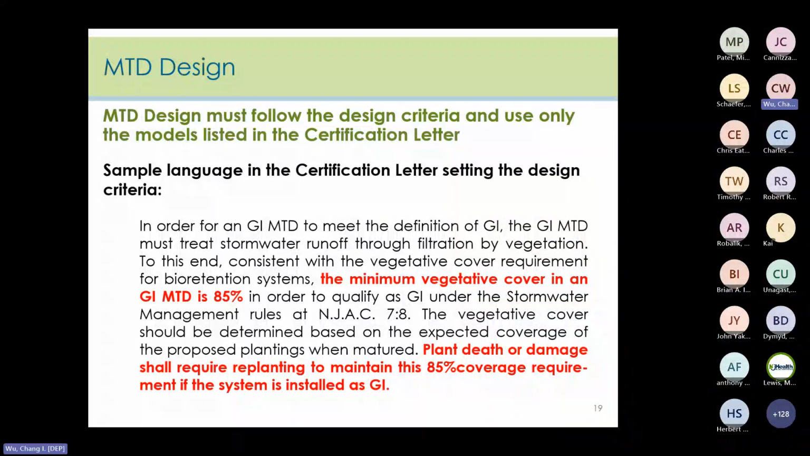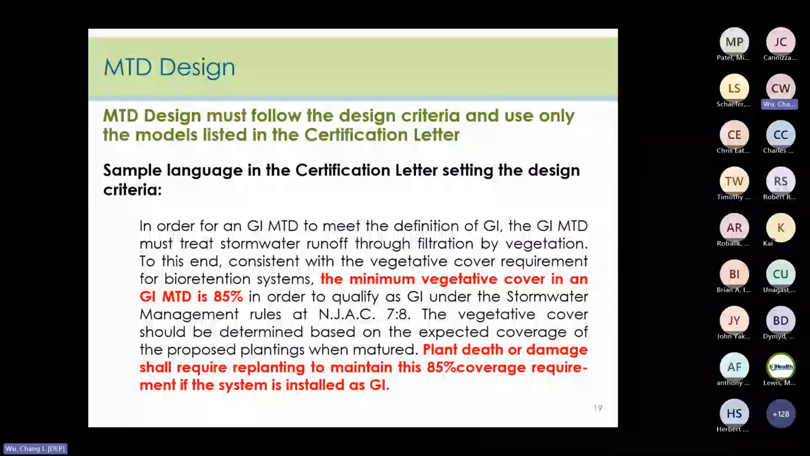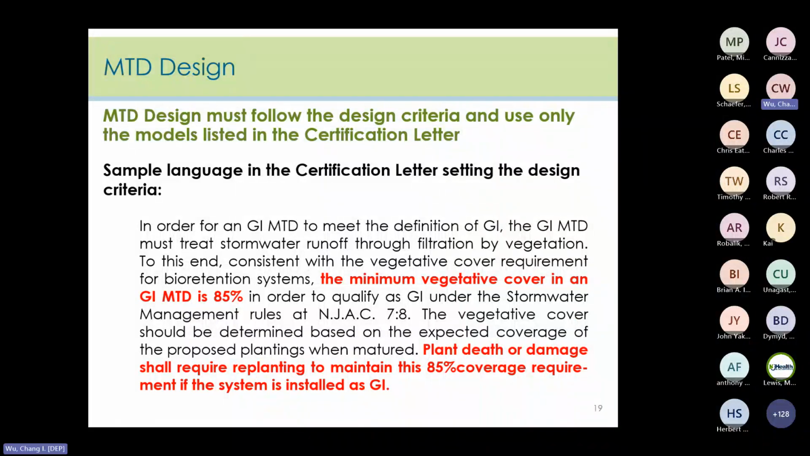And for more requirements for the GI MTDs, if the GI MTD is tested and certified based on the treatment provided by the vegetation in the MTD, you will see a condition requiring the maintenance of 85% vegetation cover in the certification letter. So you definitely will have a maintenance plan. So the 85% vegetation cover is there to maintain the original design vegetation cover. And that means that you have to cover the MTD area with 85% vegetation. So there is a difference.